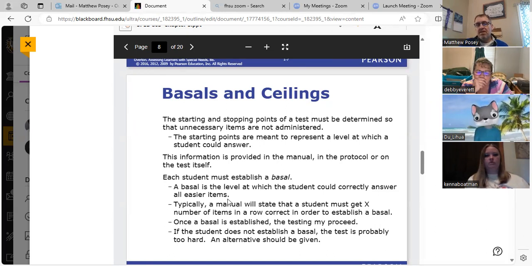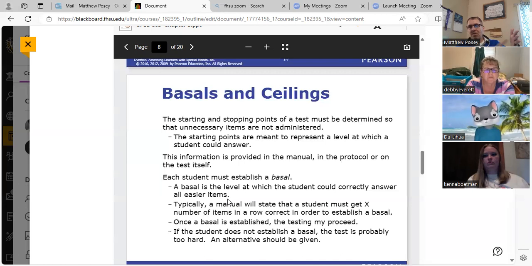Basal is kind of the starting point, depending on some of the subtests. Debbie, let's say I'm coming in to test you, and let's just say you're in 7th grade, and I look on there at your grade level, age level, and there's 60 problems on the subtest, but due to your ability level, due to your age or grade level, it tells me that you are supposed to start on number 15.